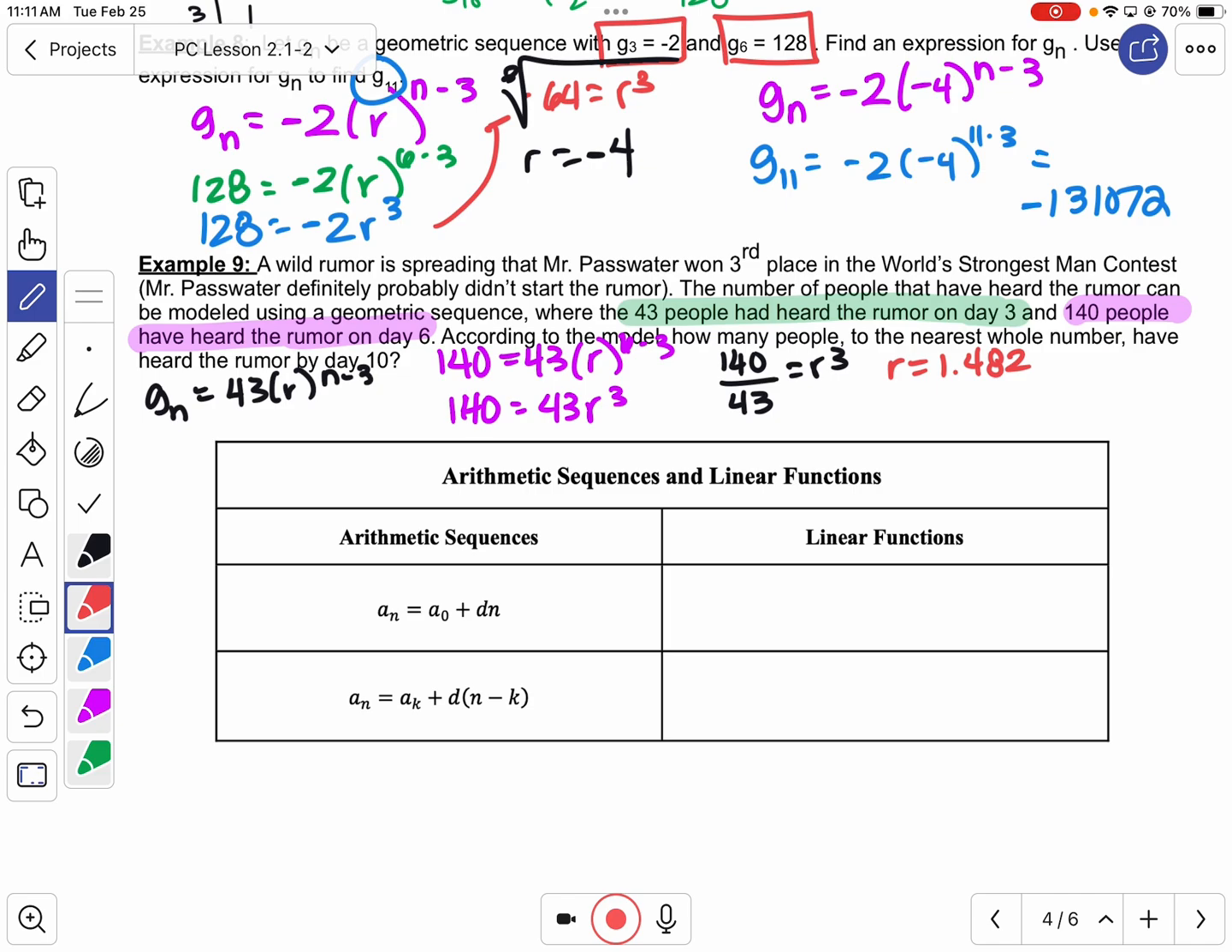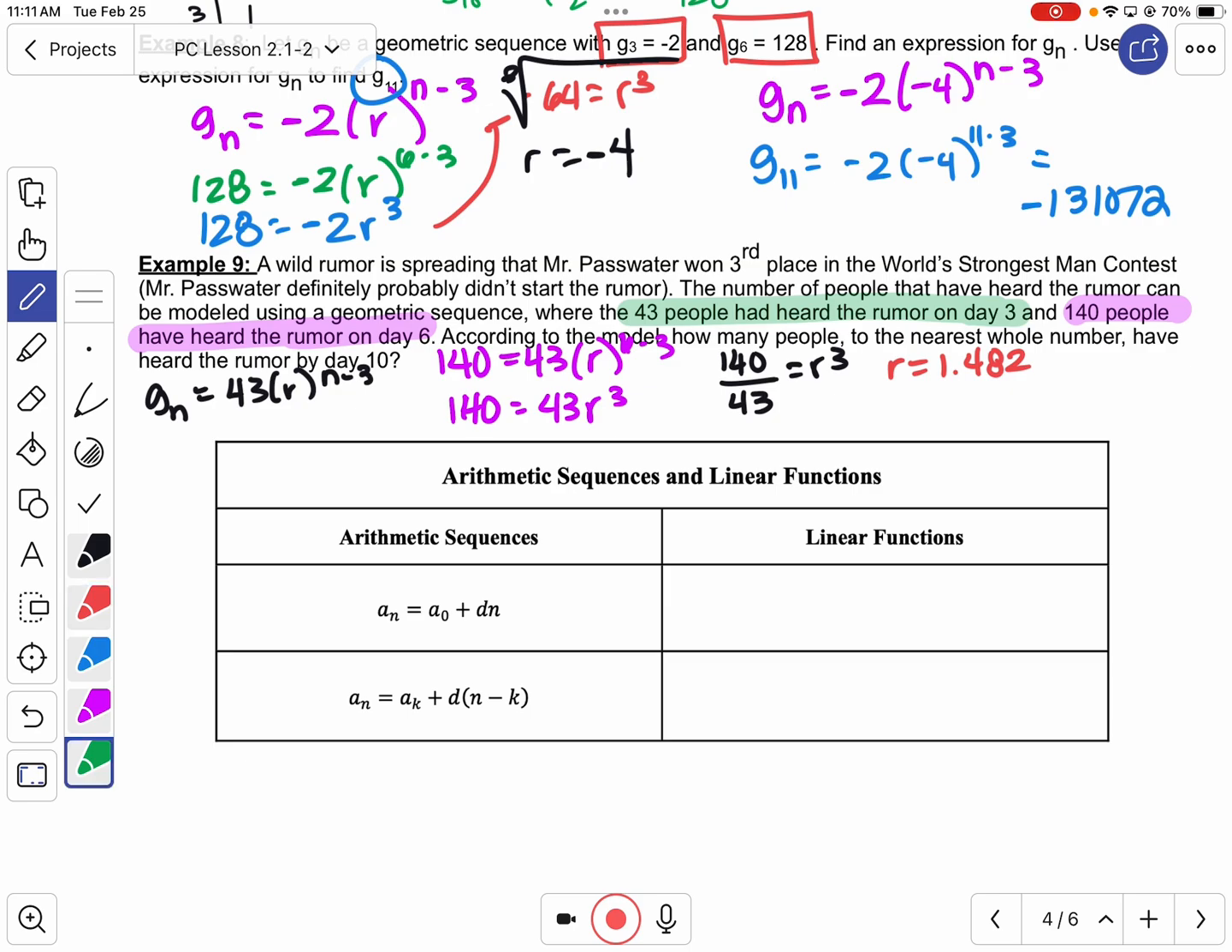Do you remember how to do a cube root on your calculator? It's under math. Good. What if you forgot that? What's another way you could do it using the exponent key? Raise it to the 1/3. Good. It was a fraction, 1/3. All right, so now we've got our r.